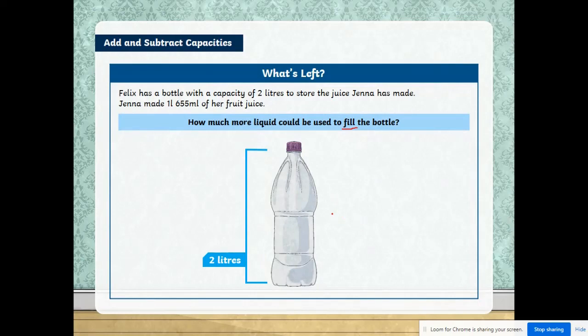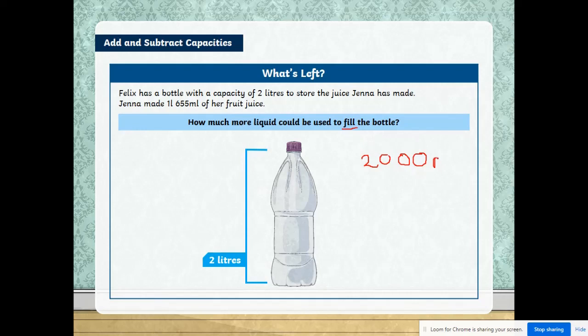So we know that the capacity of this bottle is 2 liters. Gina has made 1 liter and 655 milliliters of a juice. So there is going to be some space left in this bottle. So we have to find out how much more juice we can add so that the bottle gets full. So this bottle is 2 liters, which is nothing but 2000 milliliters.